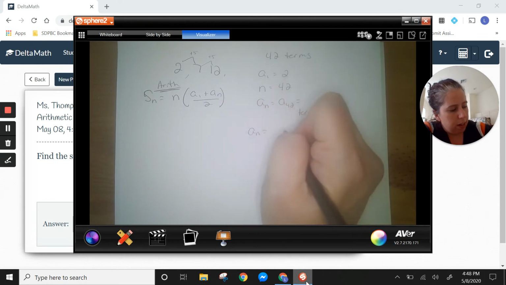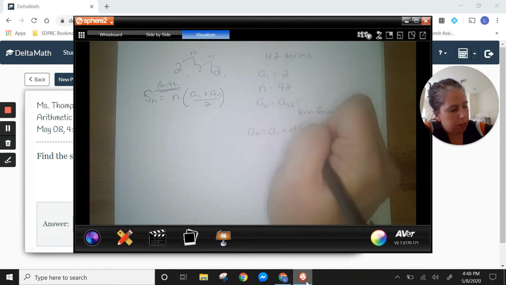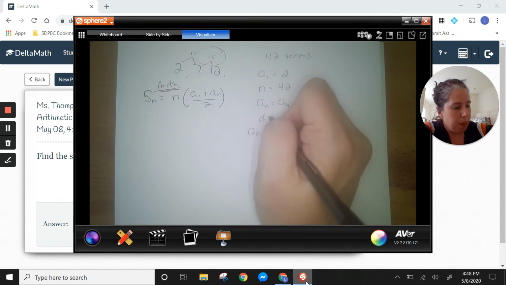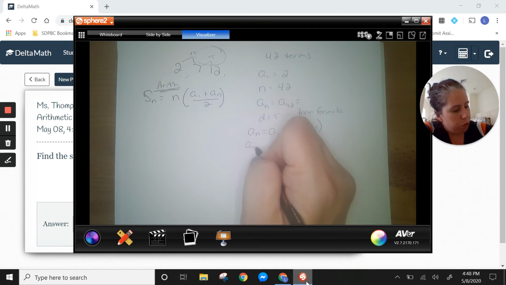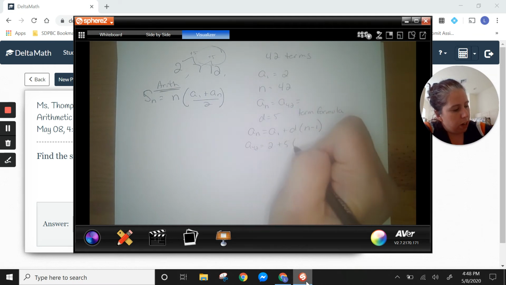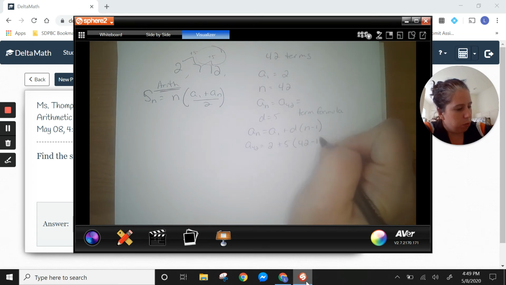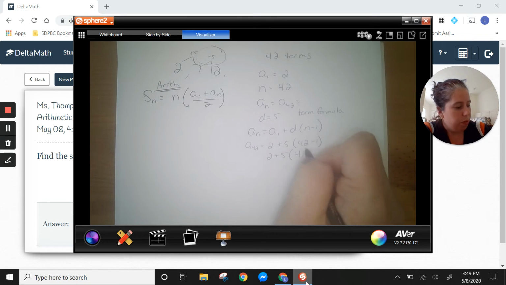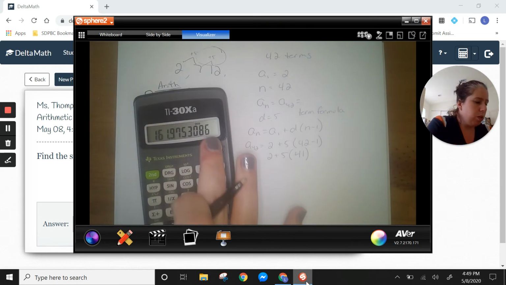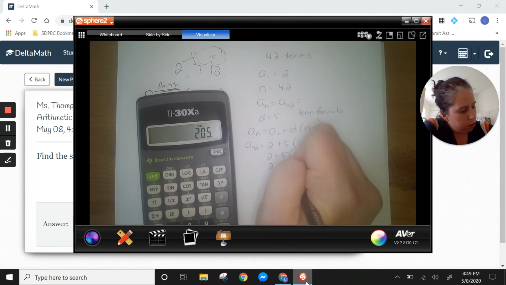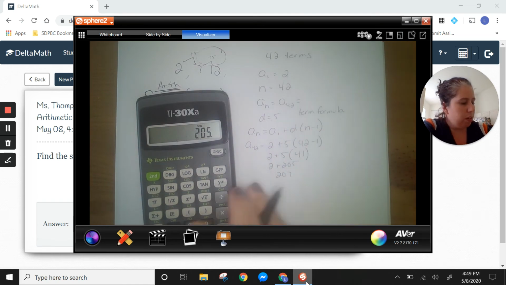That's the formula: An equals A1 plus D times N minus 1. D was 5, right? So A42 equals A1, which is 2, plus D, which is 5, times 42 minus 1. So it's 2 plus 5 times 41. 41 times 5 is 205, so 2 plus 205 gives me 207.